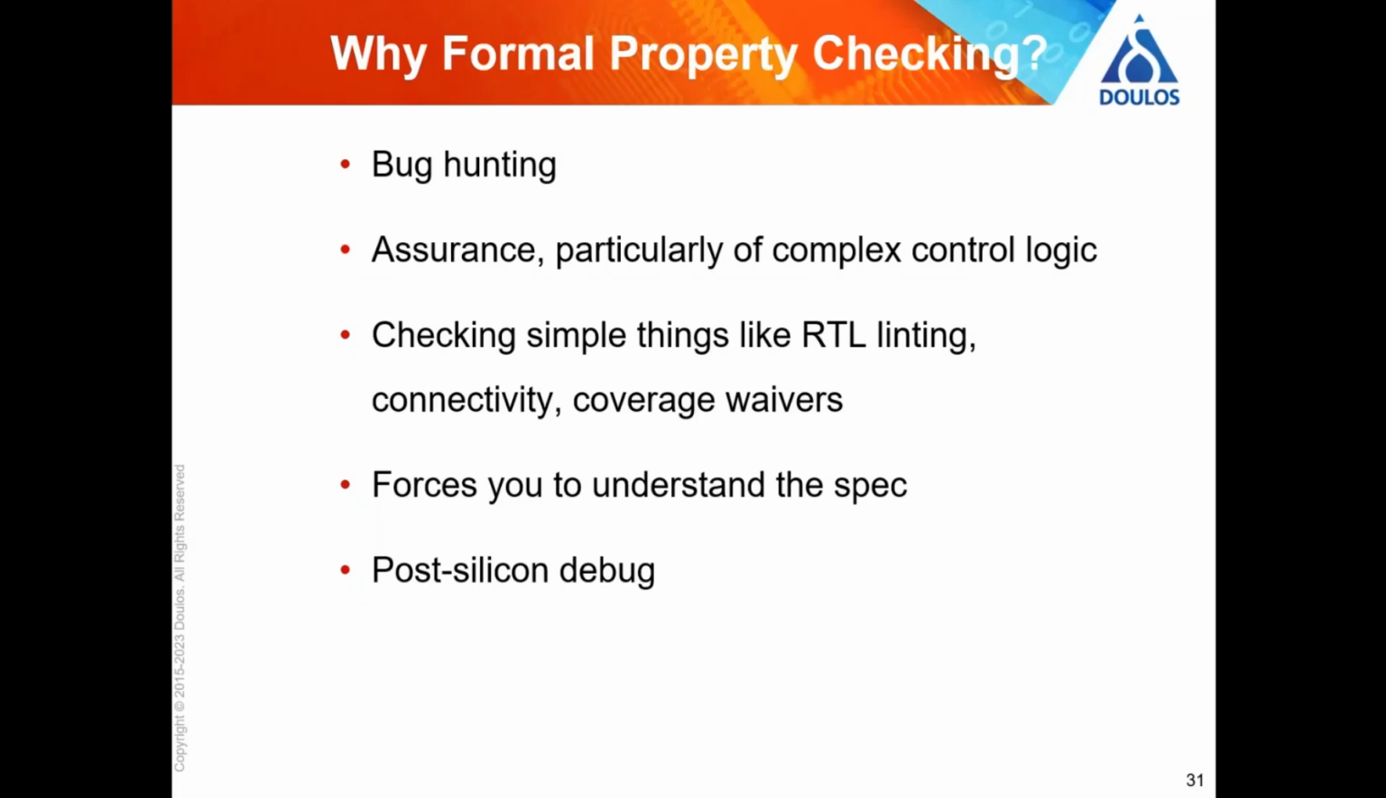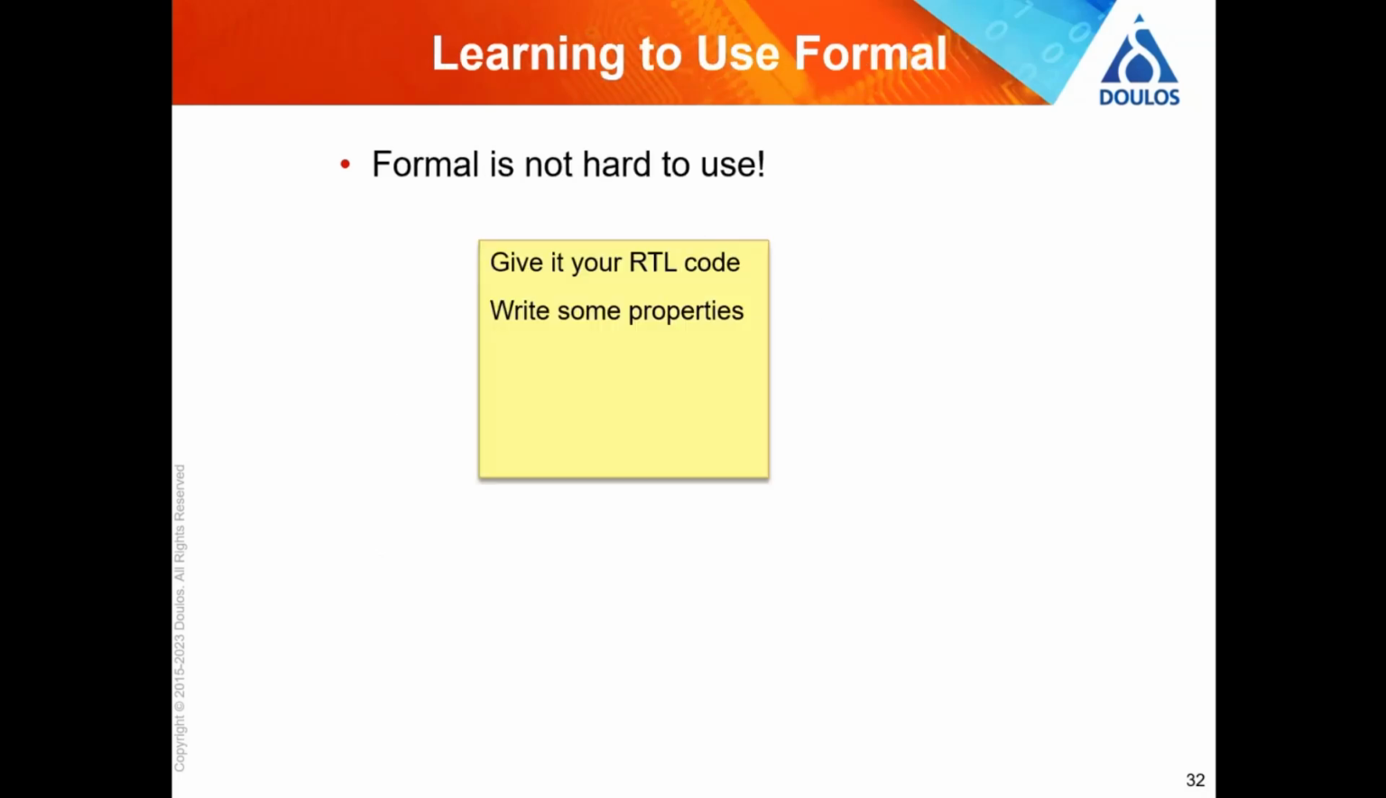Post-silicon debug: you get your chip back, it doesn't work because this thing happens. So how do you use formal to find that? You write a rule to say this thing should never happen, run it into the formal tool, and the formal tool will say, yeah, it can, because look, if I do this and that and the other, it happens. And so it can help you with your debugging there. Formal's not hard to use, actually. It's really quick to get going.